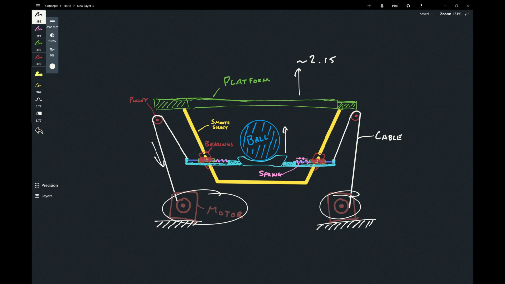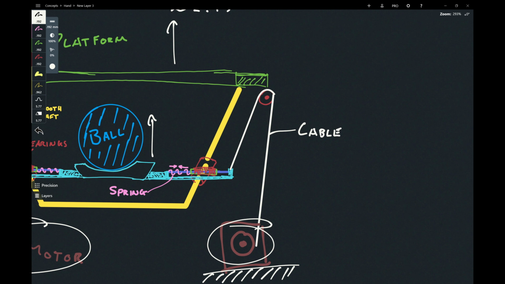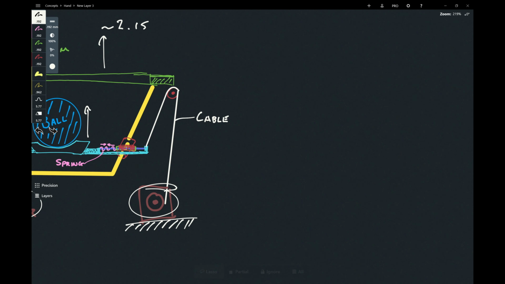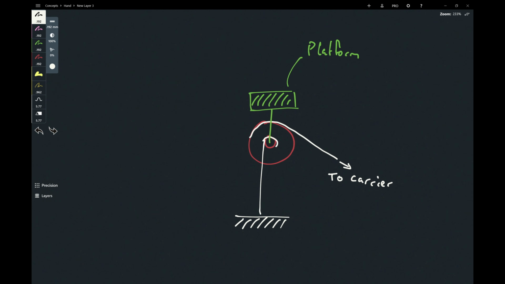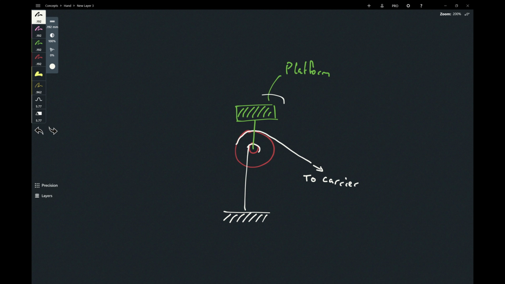And my solution for this is to, rather than have the cable routed straight up and down over this pulley like this, swap this pulley for a stepped pulley that will look a little bit like this. So this green part up here is the platform. This is just the ground. Of course, this is actually going to be connected to a motor, but I'm just drawing it as the ground for now.